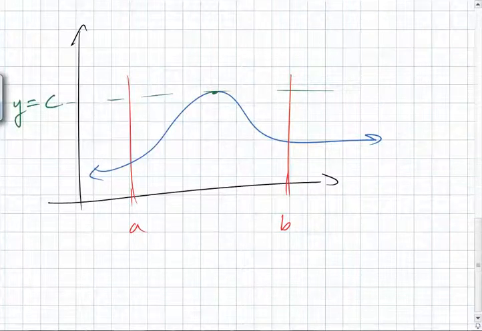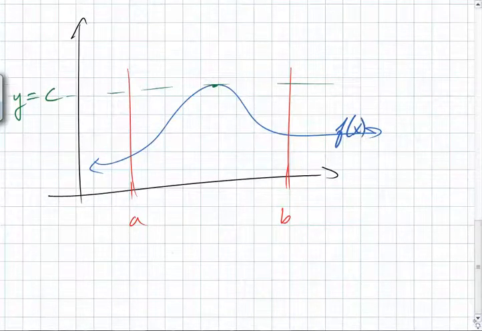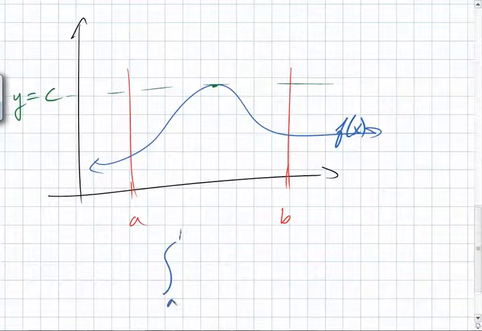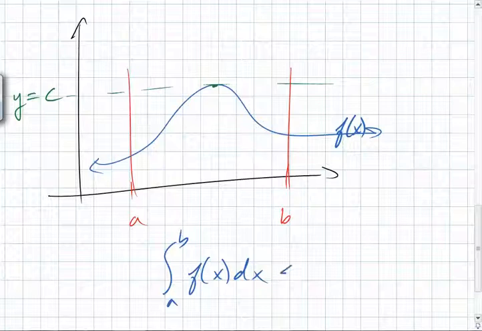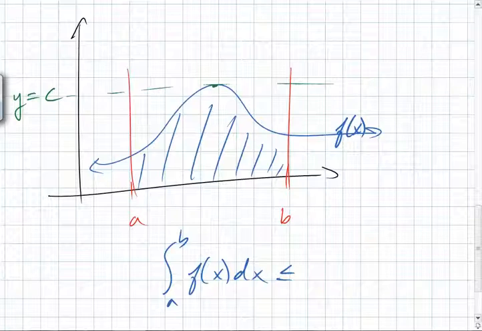Let's say I asked you, and let's call this, I don't know, f of x. That's the blue function. What is the upper bound of that integral? You know that it has to be less than or equal to what? I'm looking at this area right here. You know that that area right there has to be less than or equal to what? Yeah, exactly.